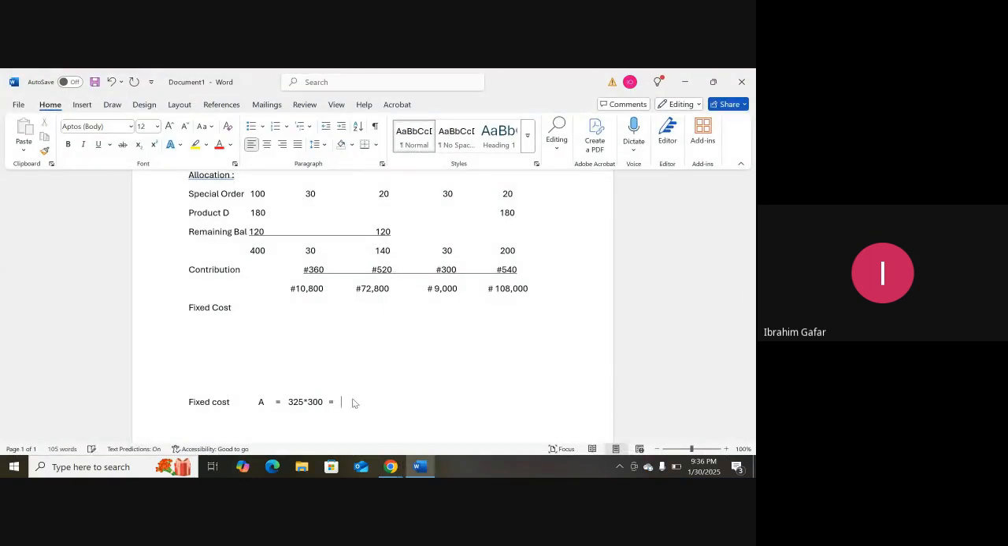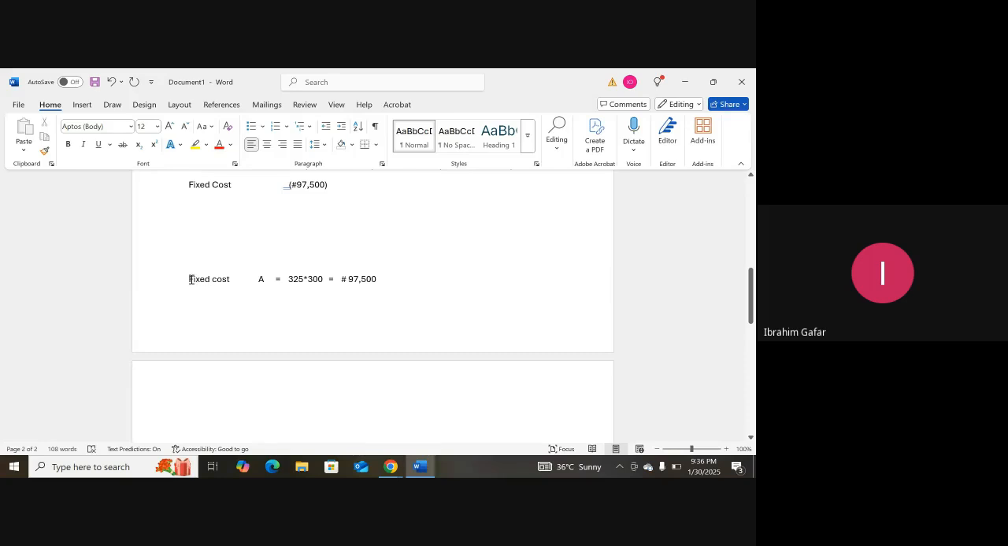What do you have as fixed cost here? 97,500. Then you bring it here. Fixed cost. You have to bracket the fixed cost because it's an expense. 97,500.